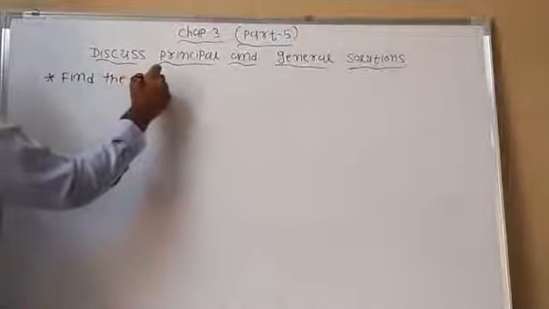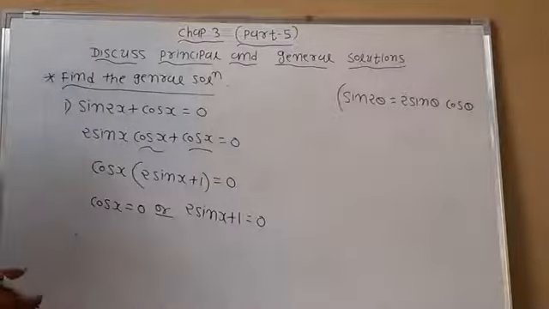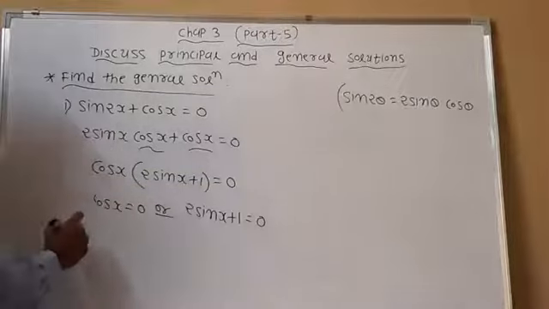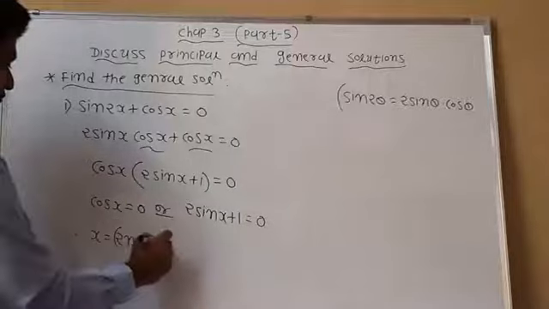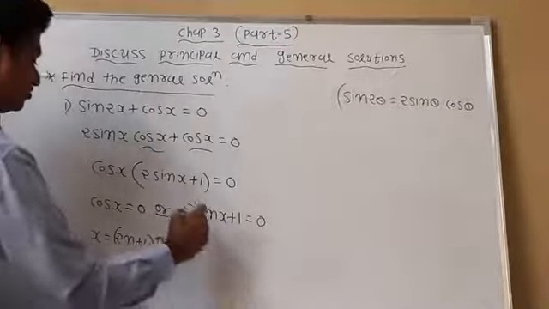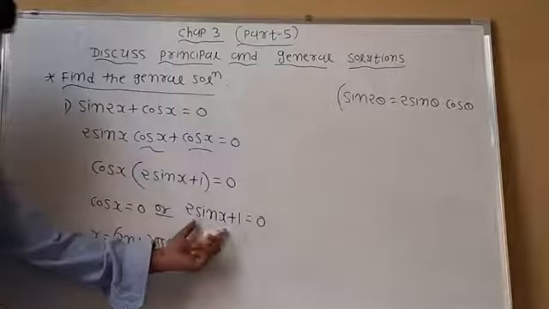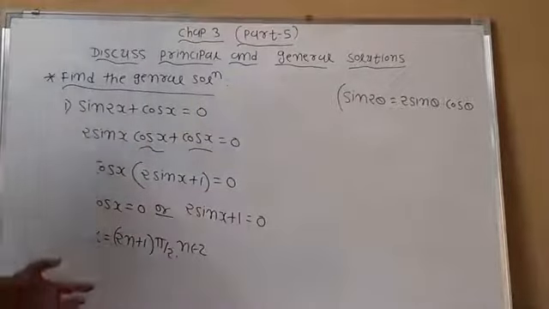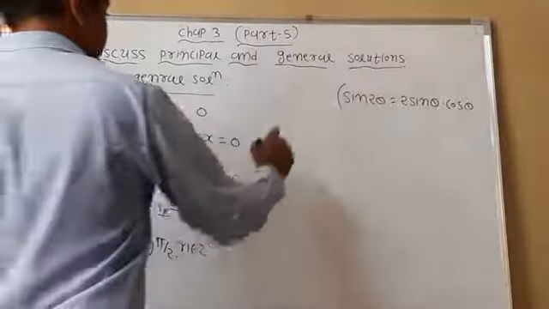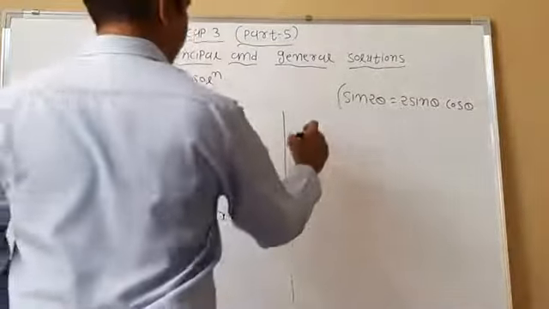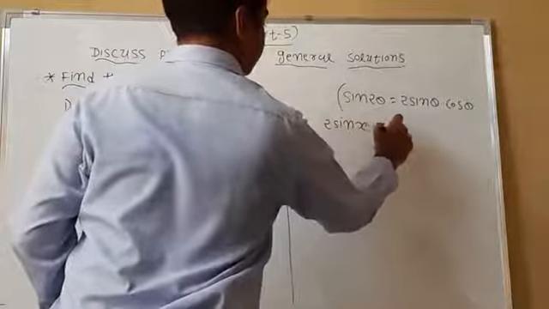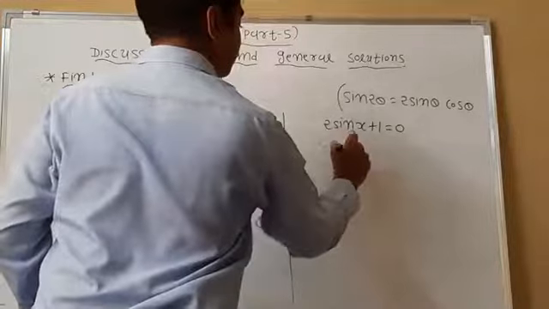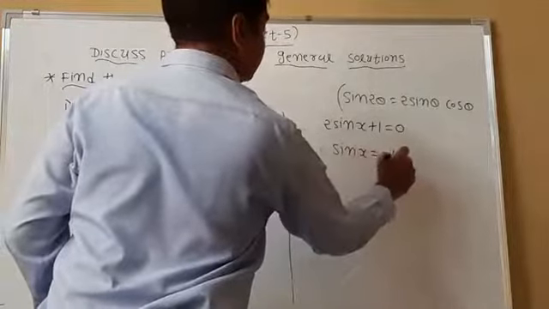Now cos x is equal to 0. So a direct result is present: cos x is equal to 0, so x is equal to (2n plus 1) pi by 2, small n belongs to Z. Now after simplifying, find the value of 2 sin x plus 1. So how can we find it? Here 2 times sin x plus 1 is equal to 0. Therefore sin x is equal to minus 1 by 2.